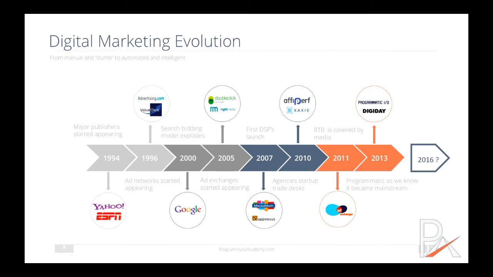If we look at 96, that's when we had sort of the first ad networks appear. 2000, Google appeared with their search model. 2005, we had ad exchanges. 2007, some of the first DSPs appeared. 2010, we had some agency trade desk startups. 2011 was when bloggers started talking about it, such as Ad Exchanger. 2013 is when it really went mainstream within digital marketing circles, and we had big conferences such as Programmatic I/O.